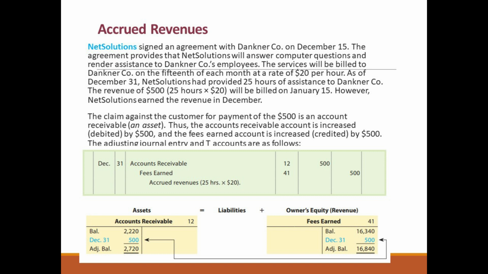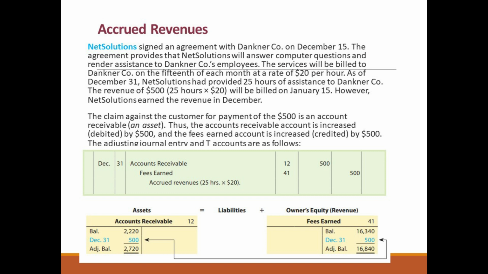Assume that NetSolution signed an agreement with Downer Co. on December 15. The agreement provided that NetSolution will answer computer questions and render assistance to Downer Co.'s employees. The service will be billed to Downer Co. on the 15th of each month at a rate of $20 per hour. As of December 31st, NetSolution had provided 25 hours of assistance to Downer Co. The revenue of $500 will be billed on January 15.